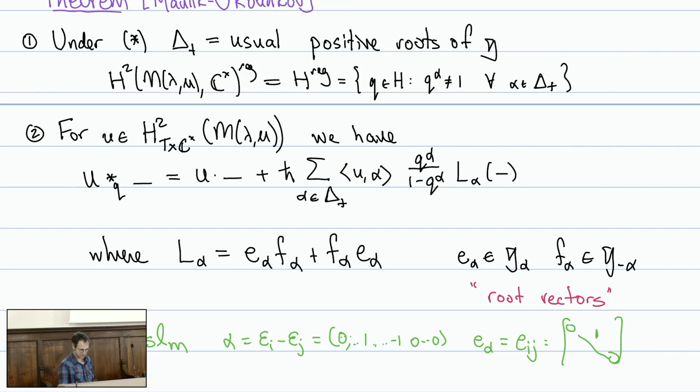Just in case you're not familiar, what are these E alpha, F alpha like? For example, if G is SL_m, what are the positive roots? The positive roots of SL_m are usually written epsilon_i minus epsilon_j. In other words, you put a 1 in position i and a minus 1 in position j, with a bunch of zeros. The corresponding root vector E alpha is a matrix with a 1 in one spot, namely in the ith row and jth column. There's an analog of these elements for any semi-simple Lie algebra. Okay, I'll stop there.